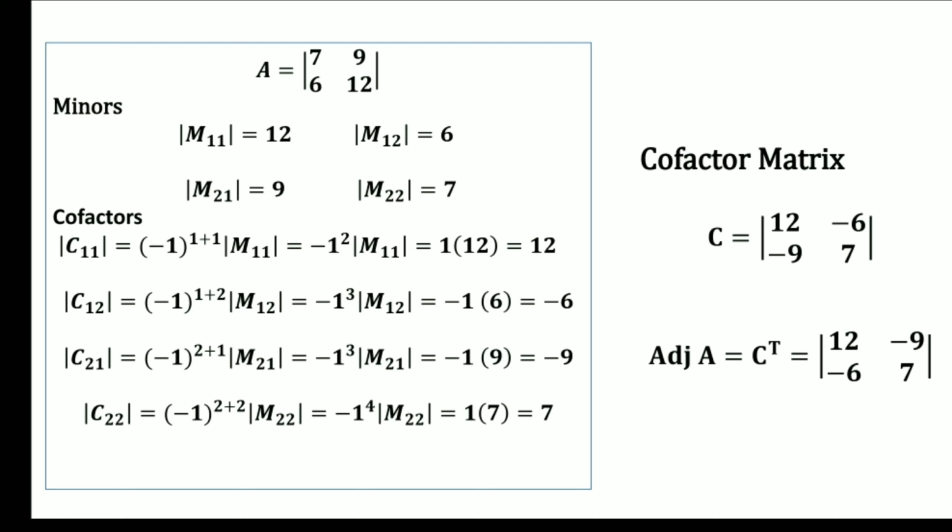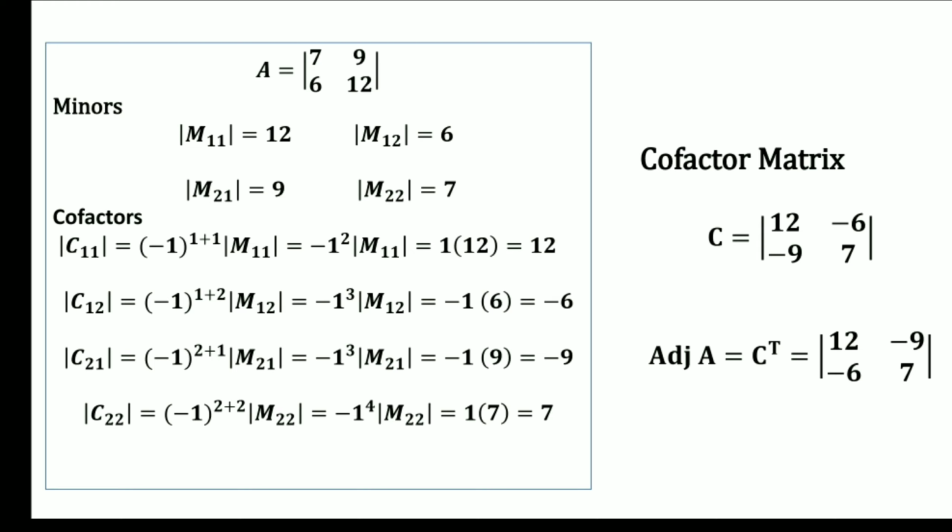Consider the numerical example of a 2 by 2 order matrix. Matrix A is equal to 7, 9, 6, 12. And we want to find out the adjoint of this matrix. So for finding the adjoint of a matrix, we should be aware of how to compute minors and cofactors of a given matrix, which I have already explained in the last video.